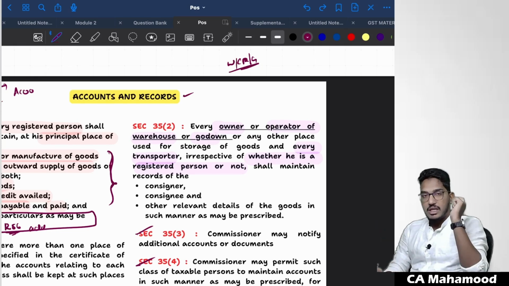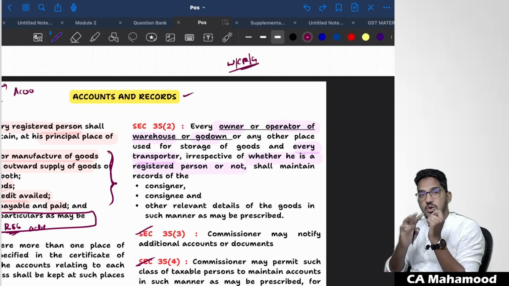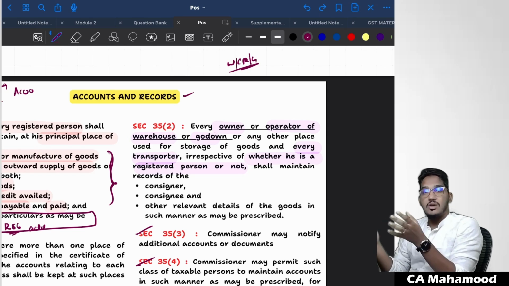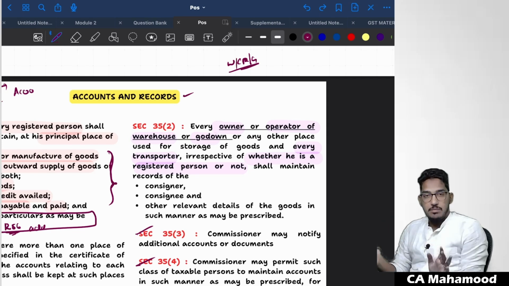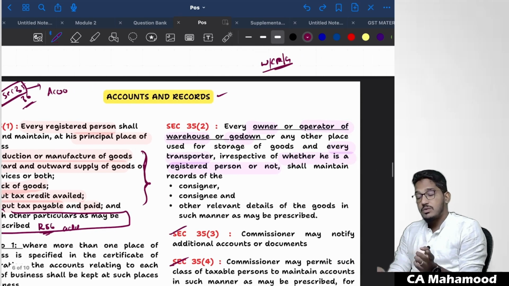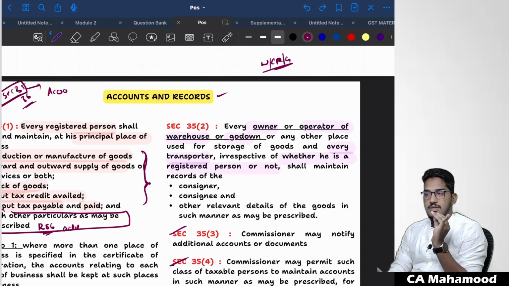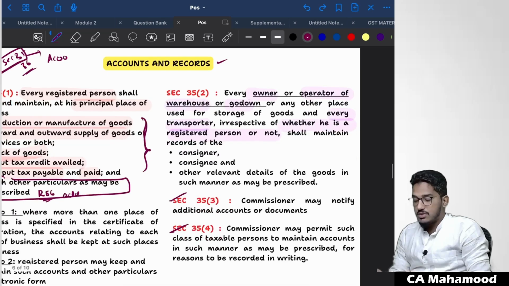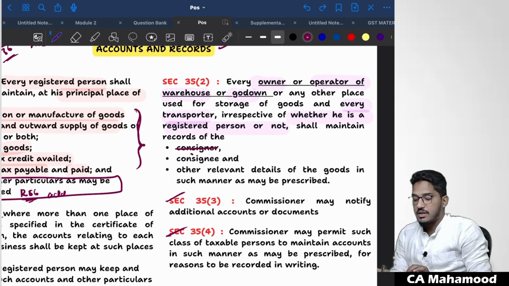So very, very important: 35 subsection 2 is asking the owners or operators of warehouses, cold storages or transporters, whether they are registered or not, doesn't matter, to compulsorily maintain some records. If you pay close attention, 35 subsection 1 is asking only registered persons to maintain books of accounts, whereas 35 subsection 2 is asking every operator or owner of a warehouse, cold storage or every transporter, whether you are registered or not under GST law, doesn't matter, to maintain certain mandatory records. Which records, sir? You have to maintain records of the consignor.